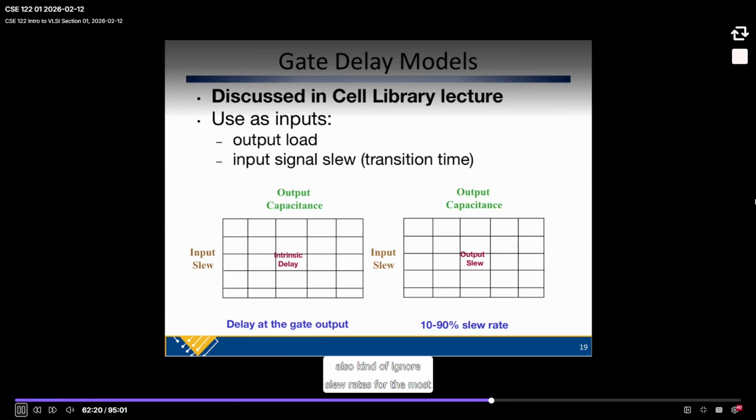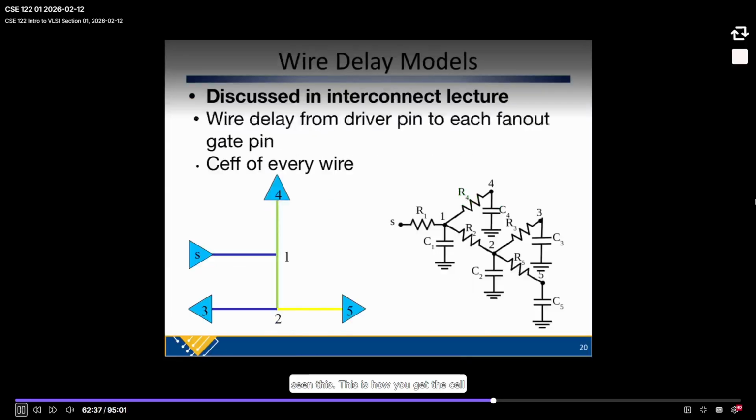I'm going to also kind of ignore slew rates for the most part, but usually when you talk about static timing, you're talking about signal times as well as their transition time as kind of a pair of values. And those are used in these tables, obviously. So you've seen this. This is how you get the cell library stuff.